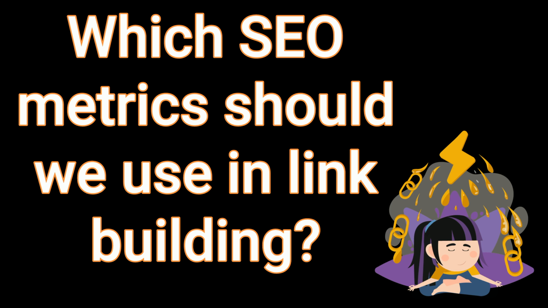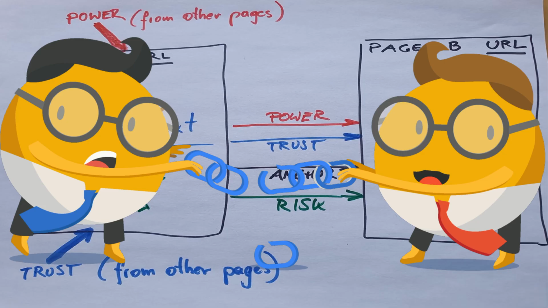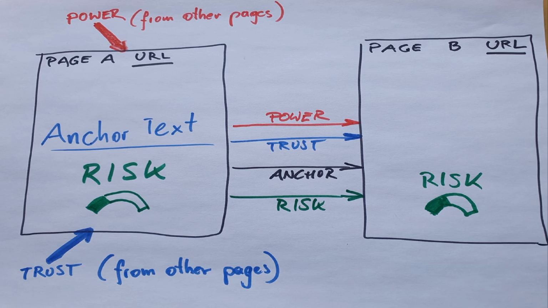Which SEO metrics should we use in link building? Links are on pages. They are on source pages, or linking pages, or referring pages, and they have anchor text there. We measure a risk there. They have power, measured by LRT Power or URL Rating. That one is passed over to the target page. The anchor text is passed over and the risk is passed over.